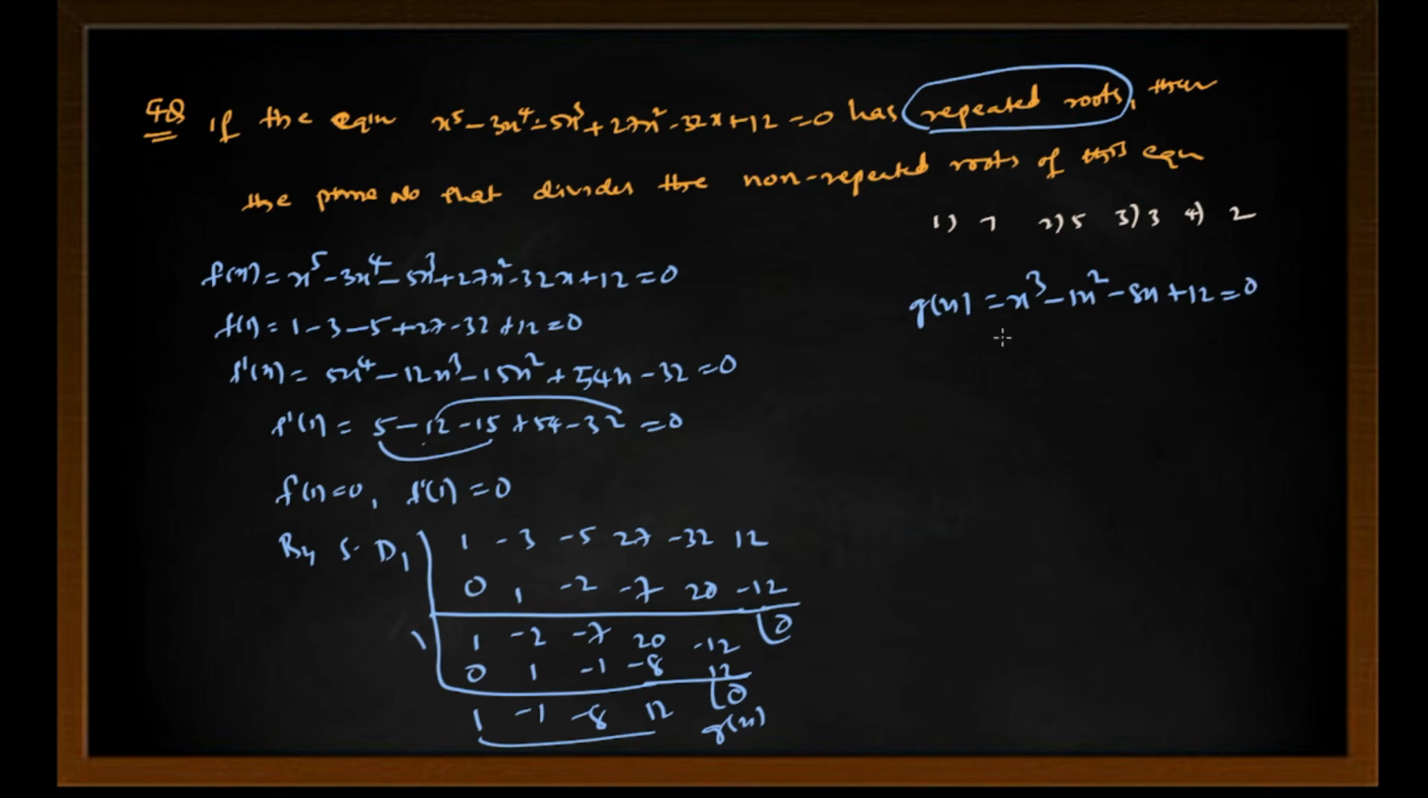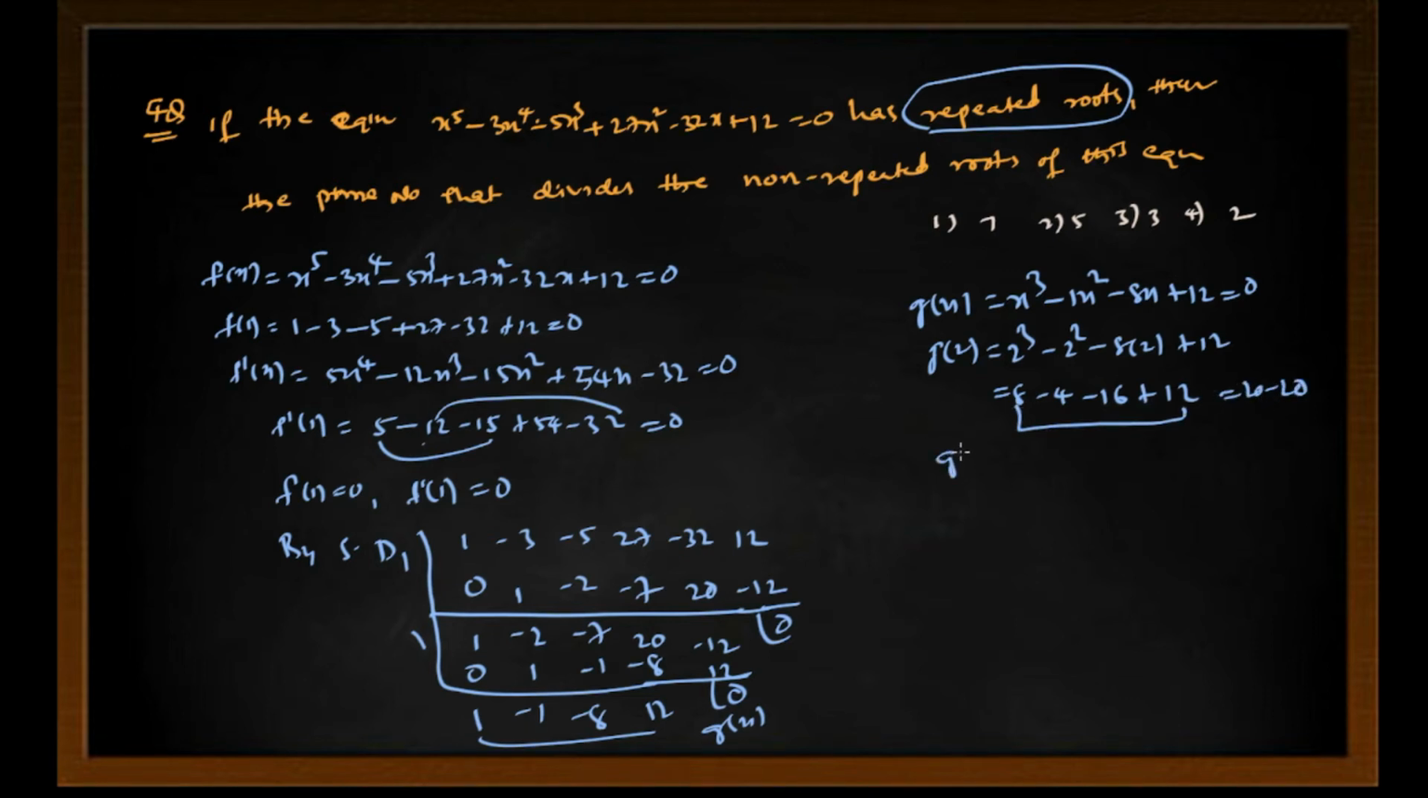Now, by observation, if you put x equals 2, so 2 cube minus 2 square minus 8 into 2 plus 12. So 2 cube is 8, 2 square is 4, 8 2s are 16 plus 12. So 8 plus 12, 20 minus 20 is 0.